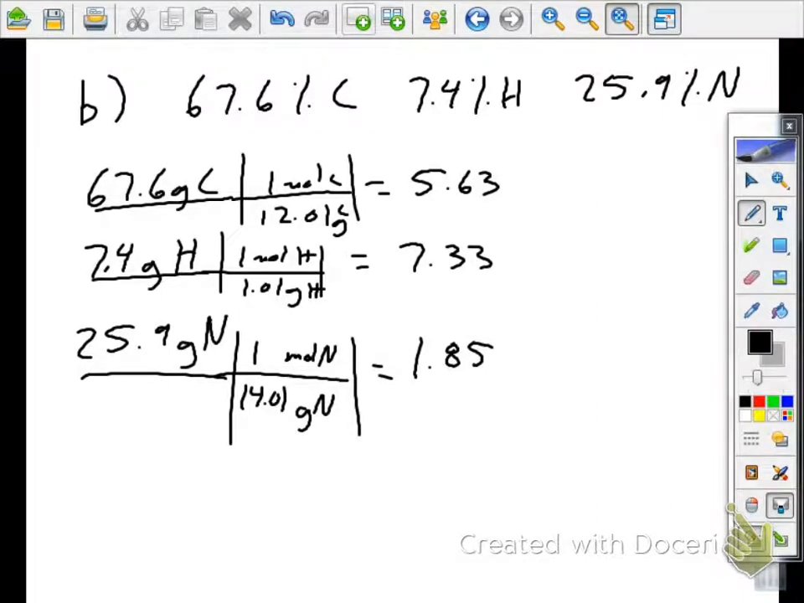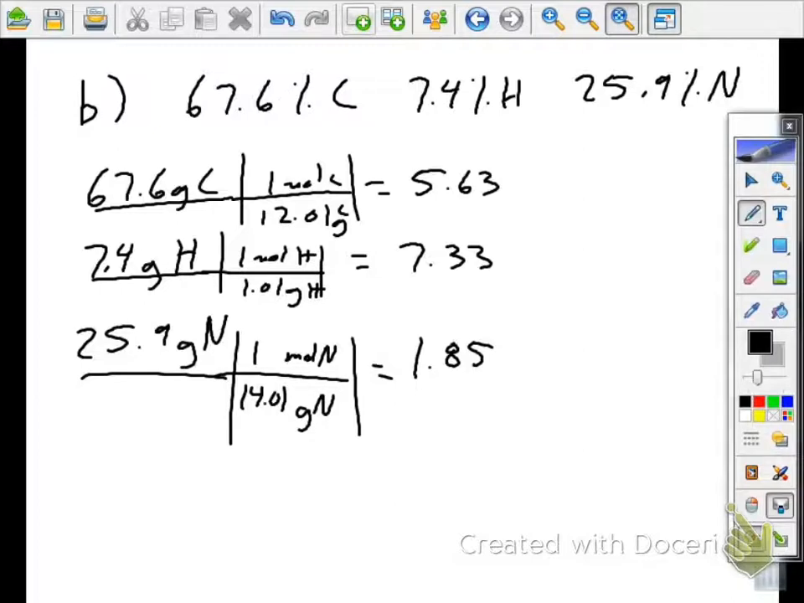Okay, this is partial setup, and I'm going to finish the setup here for this next one. It's asking you to determine a molecular formula like you did for A, but it gives you percentages, and so with those percentages you have to go through and find the mole ratio involved. Okay, so that's what I've done. I've changed percents to grams. I want to change grams to moles.